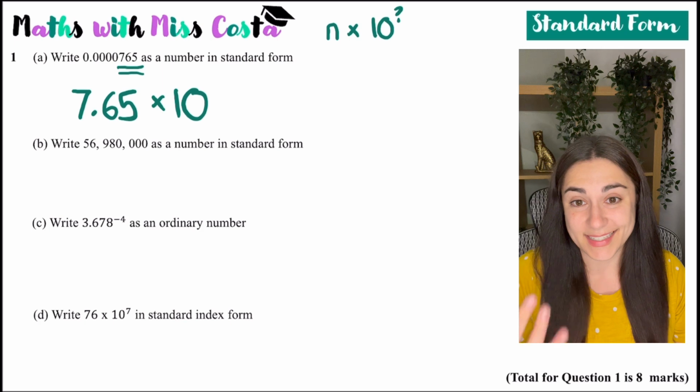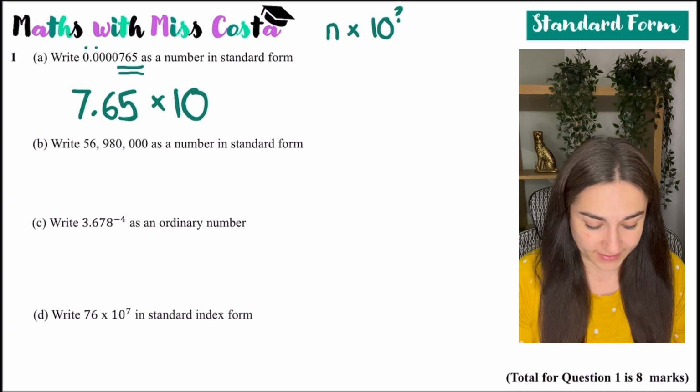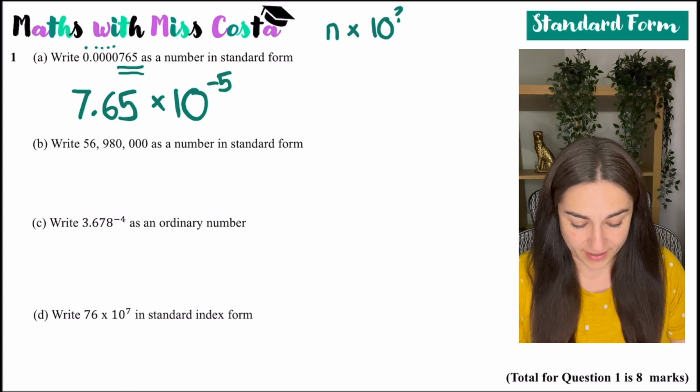If the number is a really small number, then it's going to be a negative power. The quick shortcut is to count how many zeros there are before your number starts. So there's 1, 2, 3, 4, 5 zeros. That would be 7.65 times 10 to the power of negative 5.